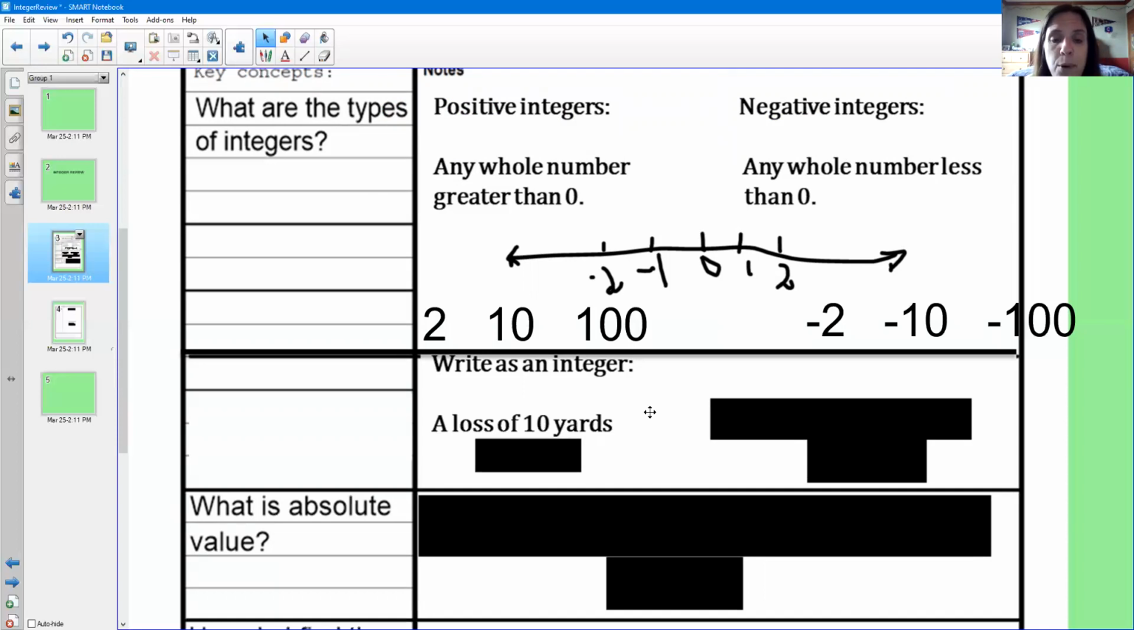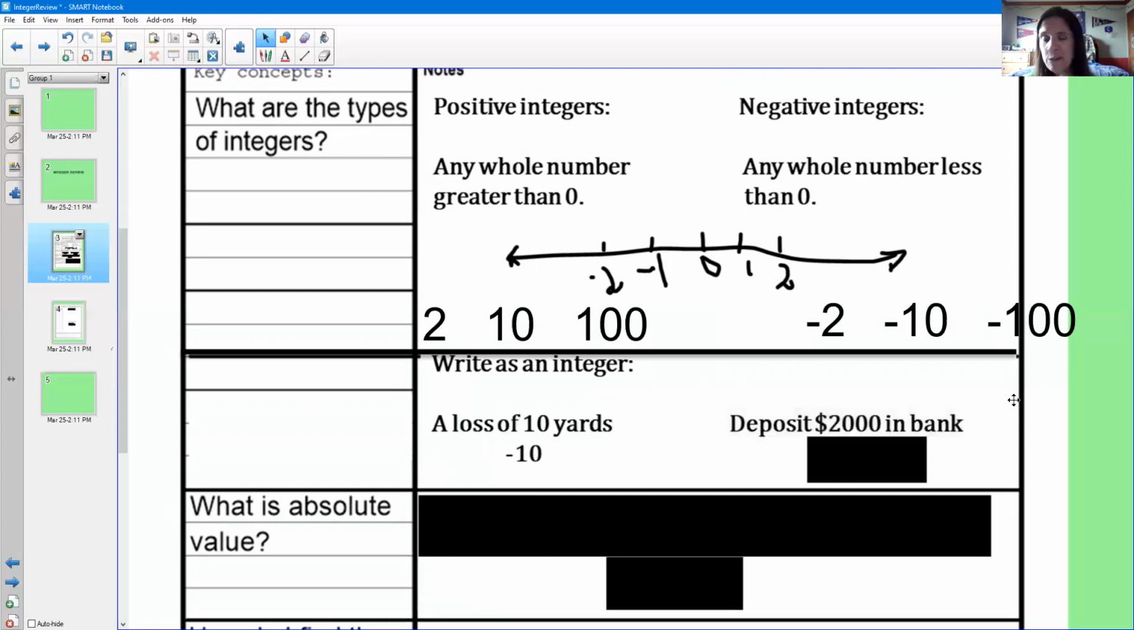So my first example, a loss of 10 yards. Loss is the key word there. Is that a positive action or a negative action? Thinking on the football field. Do you want to lose yards or gain? Lose is negative. So you would translate that to negative 10. The translation of this little statement goes to this number here, okay?